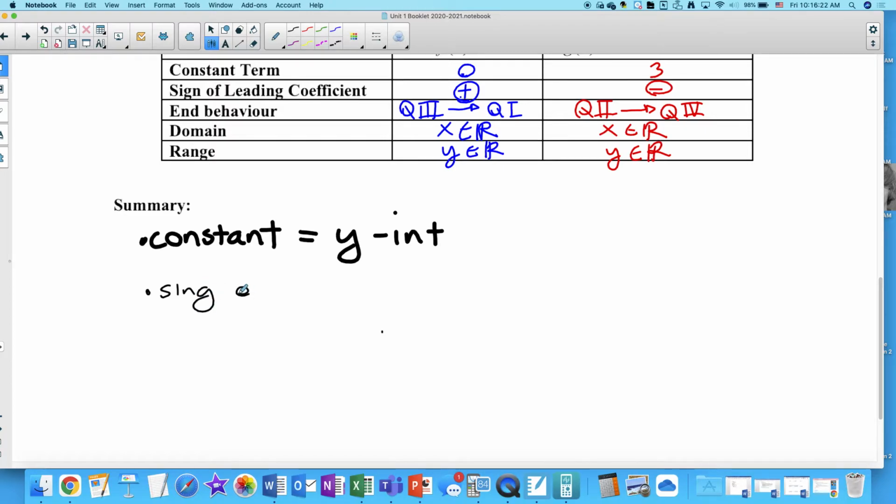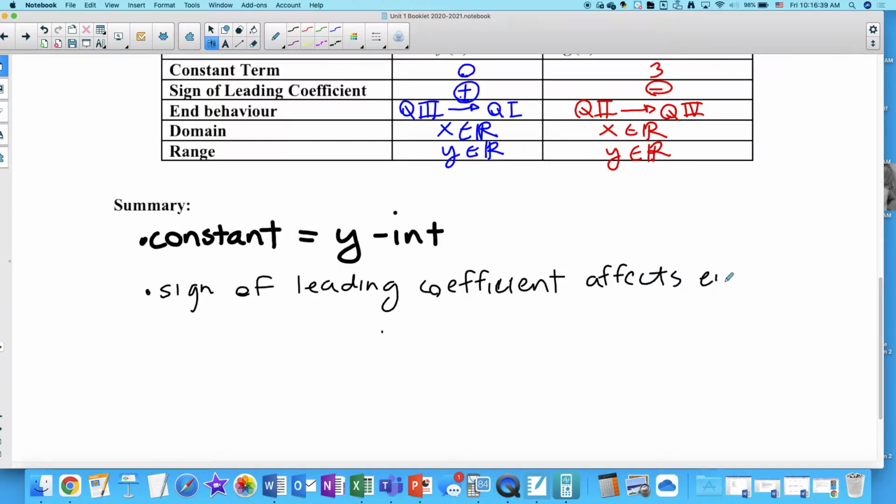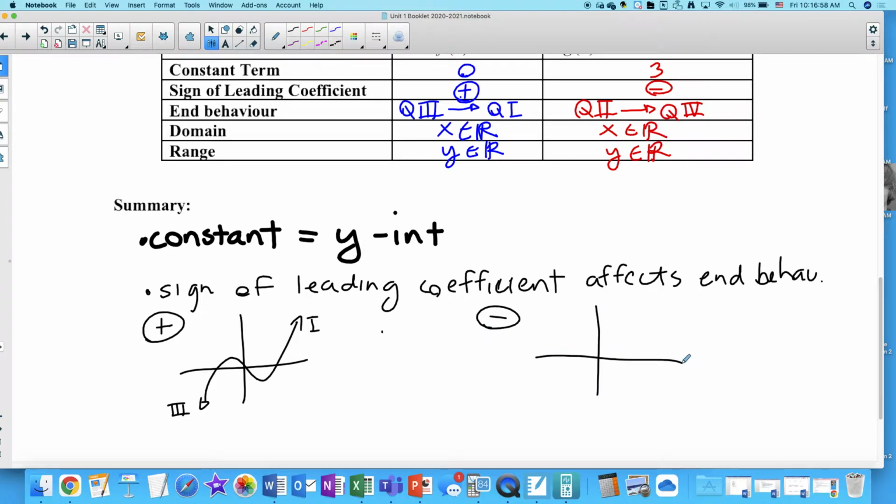So the sign of the leading coefficient affects end behavior. Right? So if it's positive, it'll always go like this. Quadrant 3 to quadrant 1. And if it's negative, it'll go in the opposite direction. Quadrant 2 to quadrant 4.